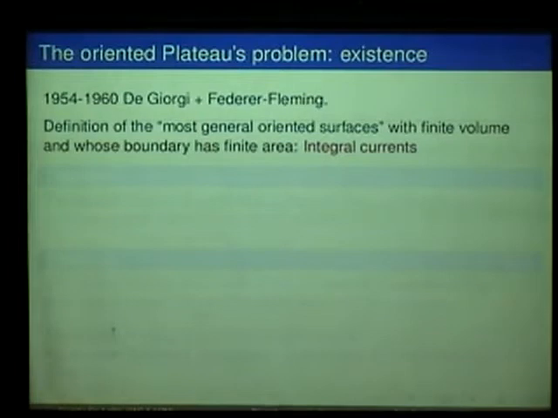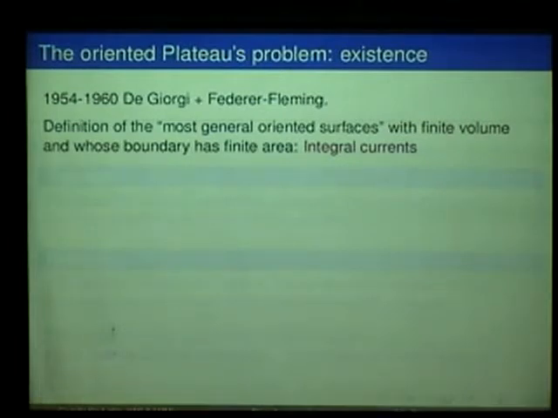Okay, so what you're looking for is, in some sense, the definition of the most general oriented surfaces which have finite volume and whose boundary has finite area. Okay, by also taking into account that you're allowed to pick multiplicity higher than 1 for pieces of the surface. Okay, so these objects, the most general objects that you can introduce in this sense, are called, in geometric measure theory, integral currents.